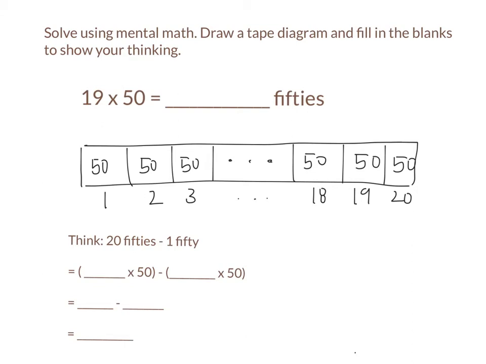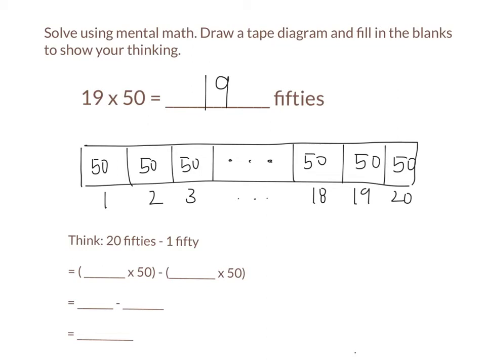That means part of it you're going to be thinking in your brain, but you're also going to be writing it out, okay? It also tells you to draw a tape diagram and fill in the blanks to show your thinking. So the math problem I want you to write down is 19 times 50. Now if we have 19 times 50, that's how many copies of 50? 19. So you're going to write 19 times 50 equals 19 50s.